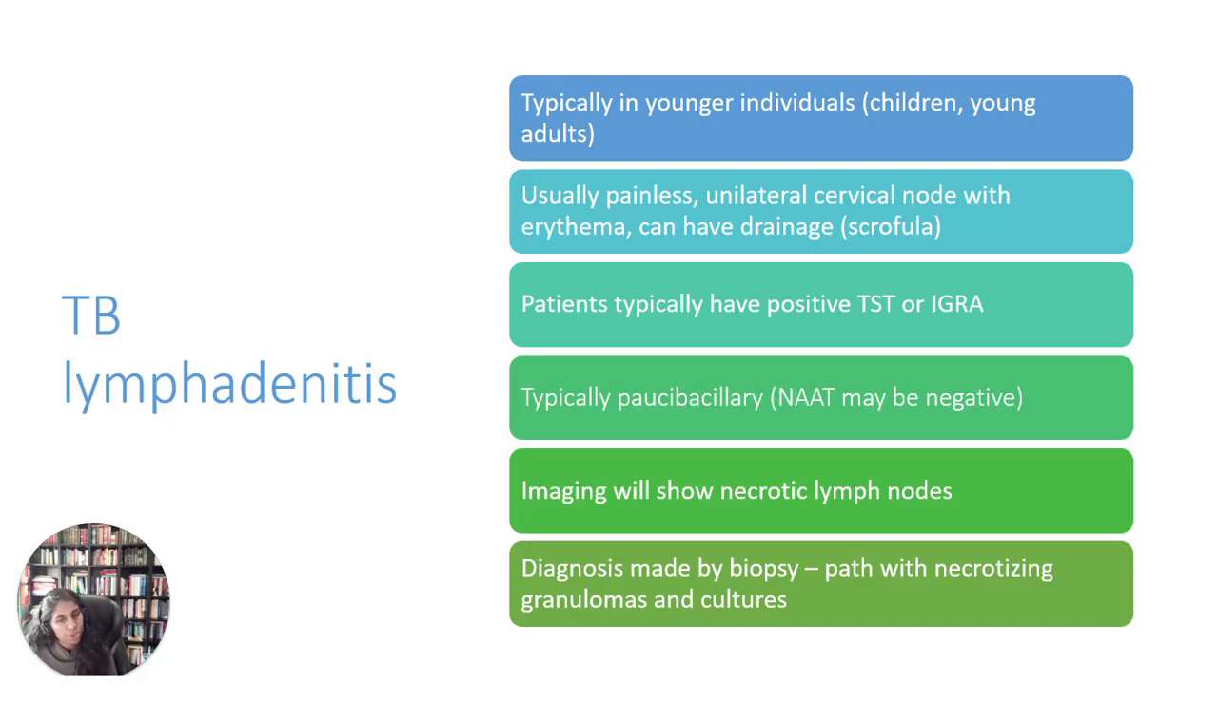The imaging will show necrotic lymph nodes, and the diagnosis can be made by biopsy with the path showing necrotizing granulomas and cultures. Greater than 90% of TB lymphadenitis will occur in the head and neck chains. These patients are often very well appearing with no fever, and only 20 to 30% have an abnormal chest x-ray.